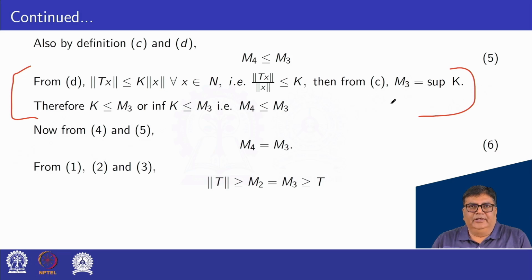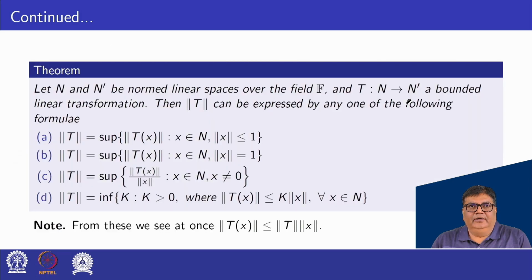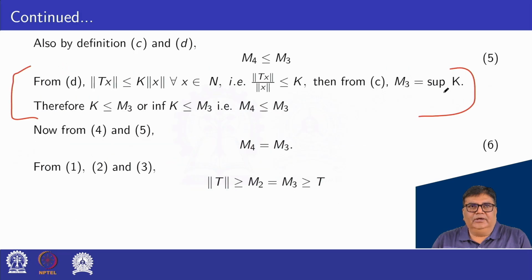And from C, as defined in the statement, norm T is equal to the supremum of norm Tx upon norm x. That is, we can write norm T is equal to the supremum of K. This M3 is equal to the supremum. Therefore, K is less than or equal to M3. That is, the infimum of K is less than or equal to M3.